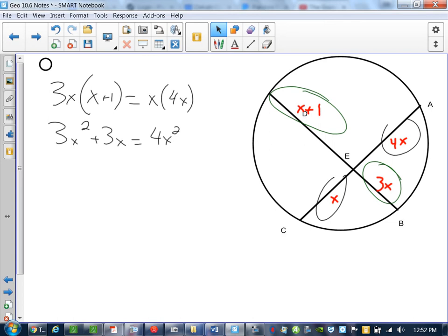Now, when you do this, you have to set aside equal to 0 because you have x squared terms.